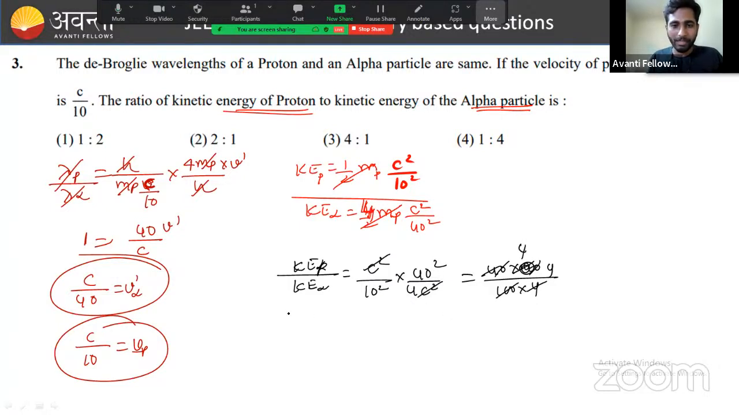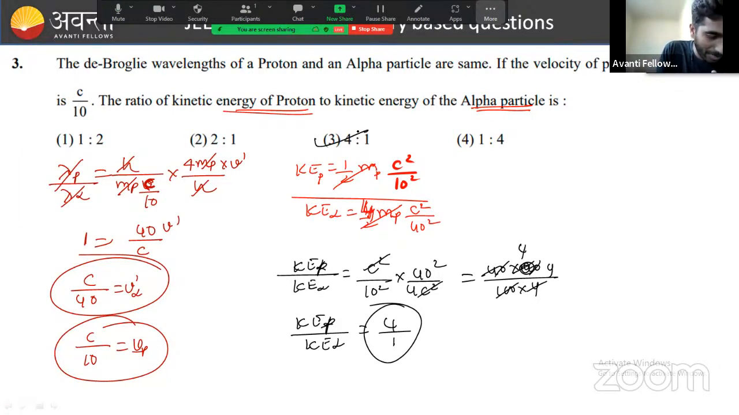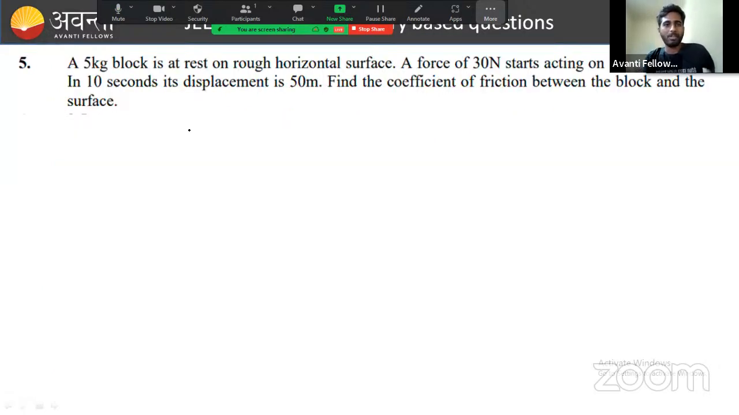Then the ratio of the kinetic energy of proton to the kinetic energy of alpha particle is obtained as 4:1, which means option 3 is correct, right? I took a little more time, but it was a deep explanation. Is it clear? If they are asking alpha particle to proton, it will be the reverse. Clear? Okay, we'll go to the next question.